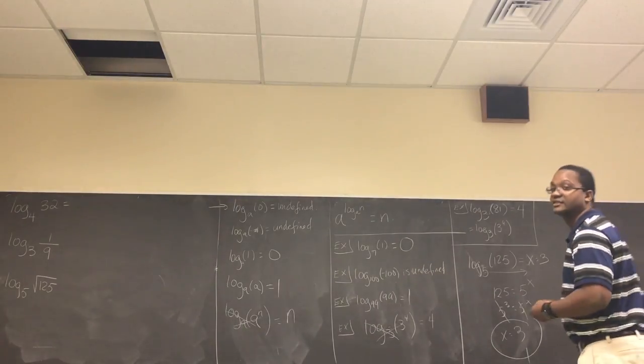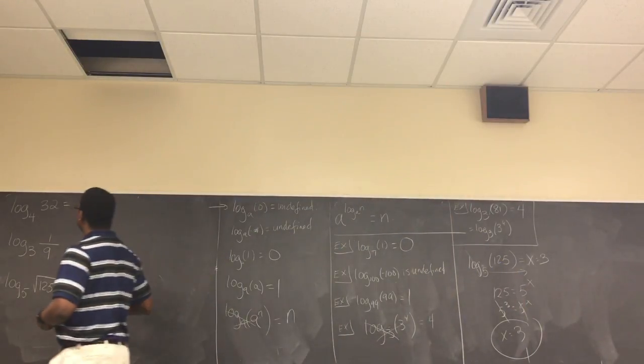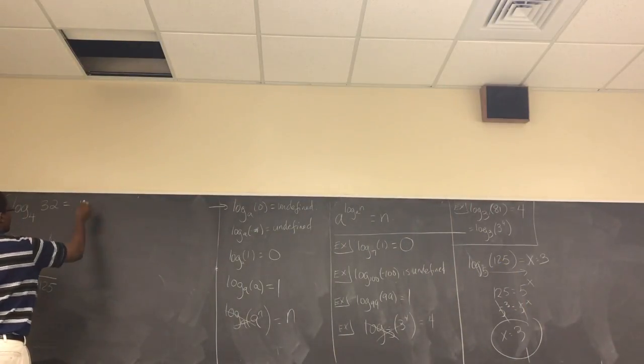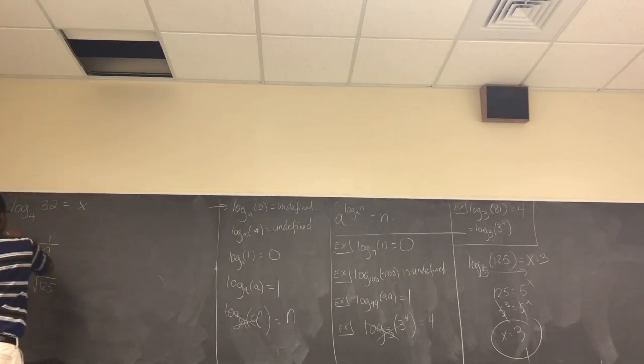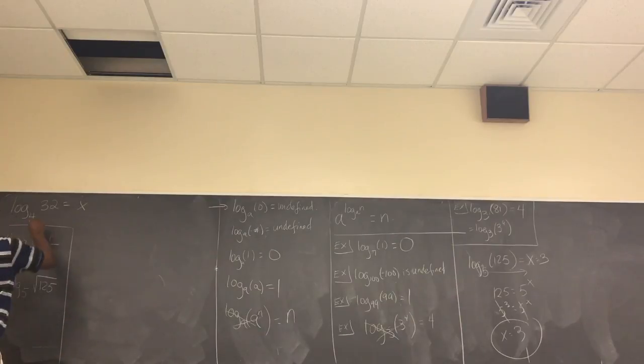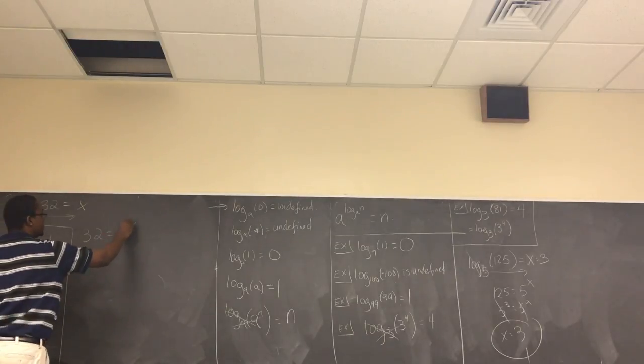Okay, so I will do this. For number 1, I set it equal to x. After setting it equal to x, I have to convert. I'm out of space, so I'll do it over here. I convert to exponential form, right? So I take the 4 over, and I get 32 equals 4 raised to the x power.